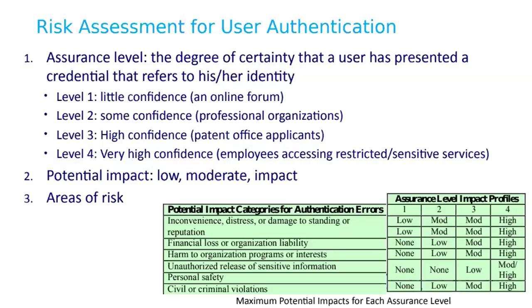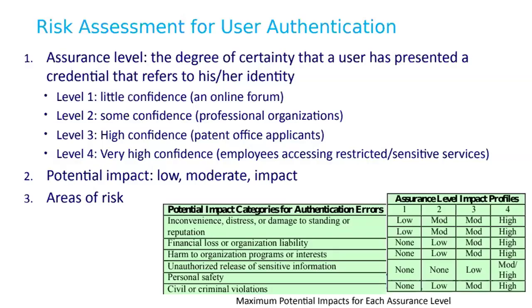what could happen if the wrong person gains access, and the answer will determine the appropriate level of authentication. So the risk assessment considers three important factors: one is the assurance level, one is the potential impact, and the other is the areas of risk.